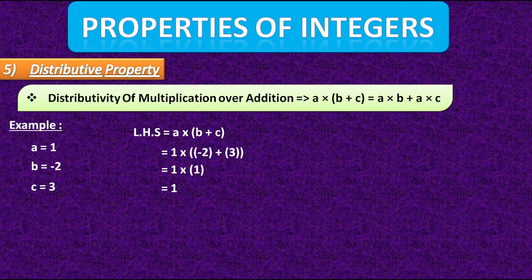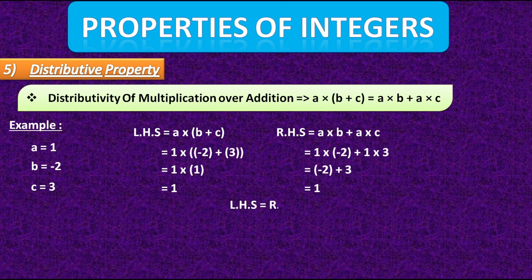Now let's check the RHS part, that is A into B plus A into C. Let's put the values of A, B, C here. First I have to multiply A with B, that is 1 with -2. 1 times -2 is -2, and A into C means 1 into 3, 1 threes are 3. Now we have to add the answers. -2 plus 3. As both numbers have different signs, we have to subtract. 3 minus 2 is 1 with plus sign. So I got LHS equal to RHS.